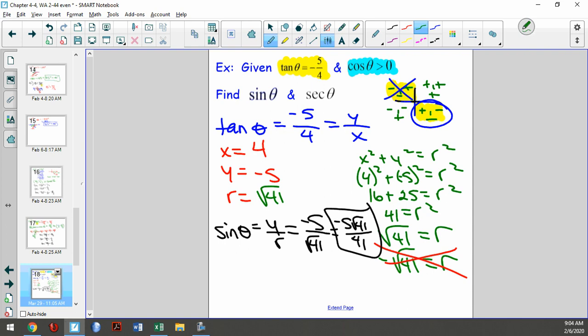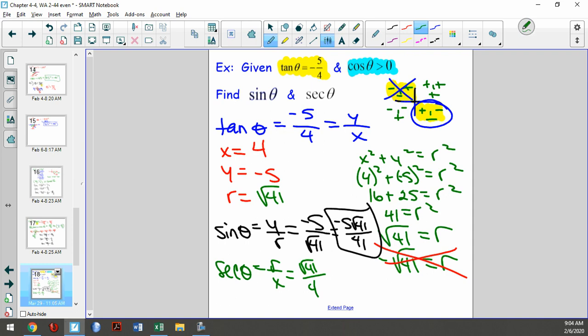Now, what else is it asking for? It's asking for secant. So how do I find secant? Secant of theta is the reciprocal of cosine. Cosine is x over r. So what is secant? r over x. So that's the square root of 41 over my x, which is positive 4. And you're done. Do we understand that?